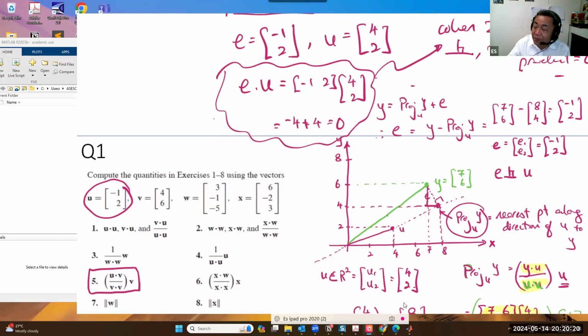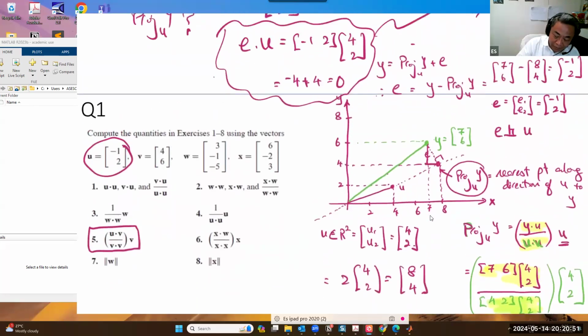Okay? Now, let me ask you. Is e orthogonal to the projection of y onto u? Quiz question. Yes, no? I repeat. e is orthogonal to u. We have just shown it. Is e orthogonal to the projection of y onto u? Yes. Very good. So let's prove it to ourselves.